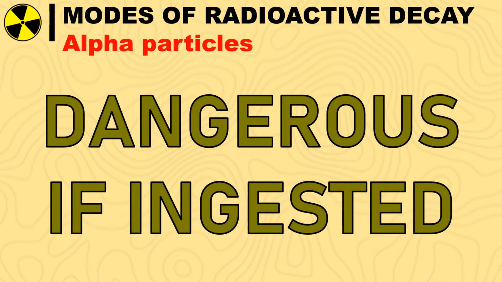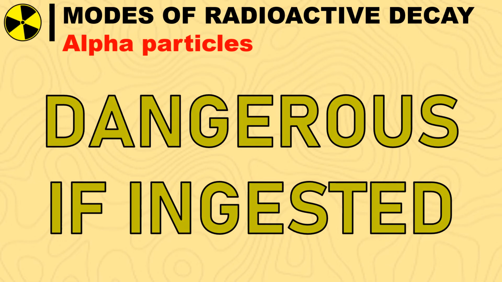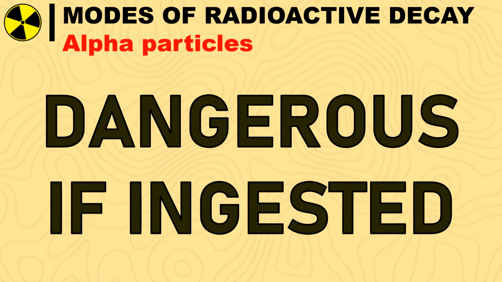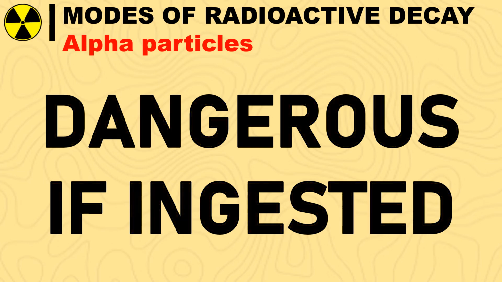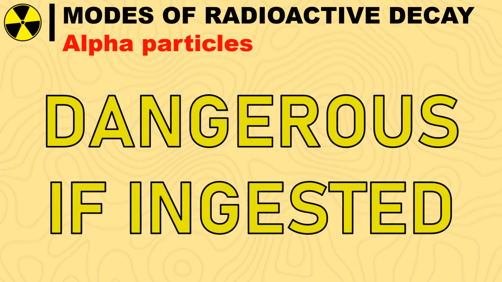Alpha particles' main radiation hazard comes when they are ingested into the body. They have great destructive power within their short range. In contact with fast-growing membranes and living cells, they are positioned for maximum damage.